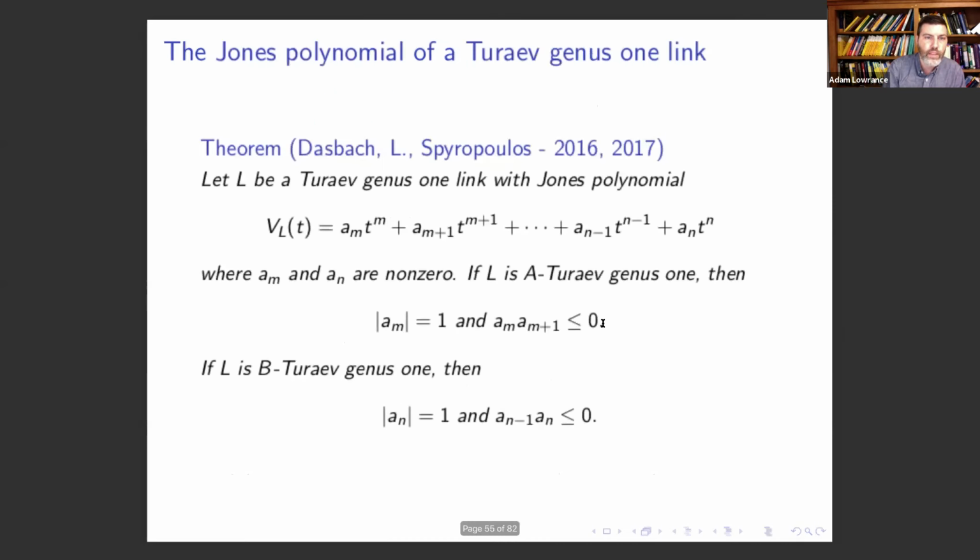Okay. So once we were able to do this with the Kauffman bracket, we were able to prove some theorems about what the Jones polynomial had to look like. Again, this was a paper from Oliver and myself that did it for the leading coefficient and the trailing coefficient. And then Dean, Spiropoulos, and I managed to push it to a second coefficient. And what we proved is that if you're Turaev genus 1, and here's your Jones polynomial, we only write the leading and trailing coefficients when they're non-zero.